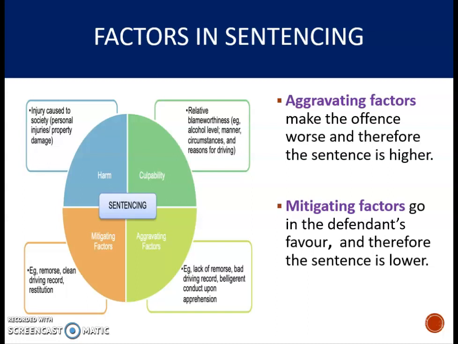are taken into account by the judge when he's issuing a sentence. So, two key factors that you need to be aware of. Aggravating factors are things that make the offence worse and therefore the sentence is higher, whereas mitigating factors go in the defendant's favour and therefore the sentence is lower.